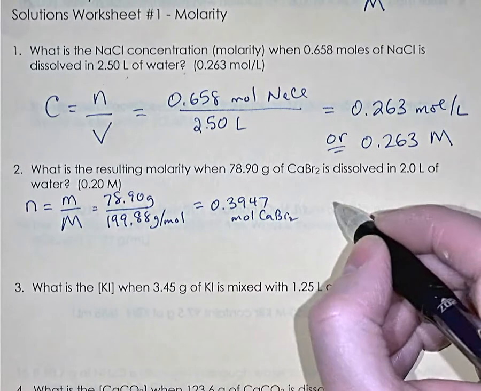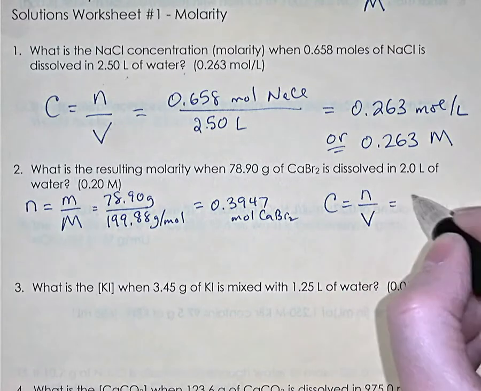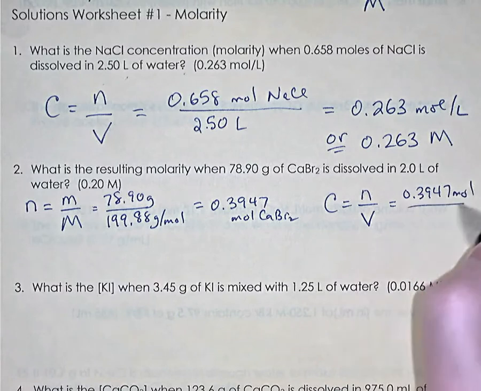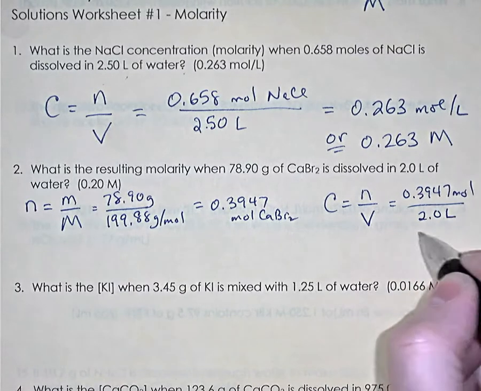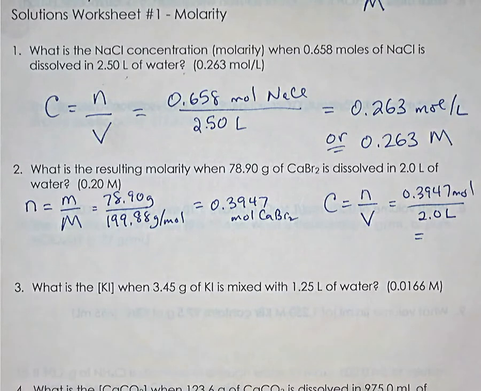And now you would use your formula, concentration is moles divided by volume, to say 0.3947 moles divided by 2.0 liters, and we'll keep 2 significant digits in this answer, and we get 0.20 molarity as our final answer.